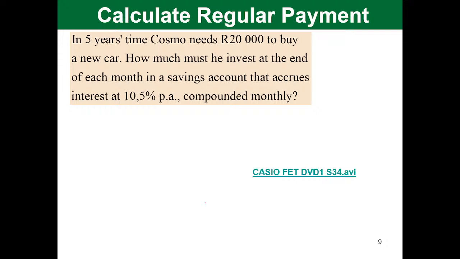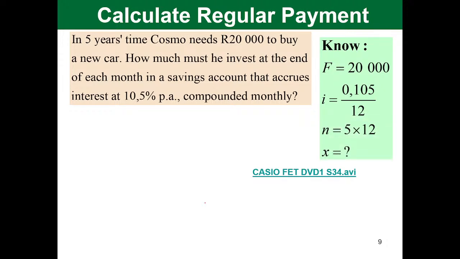In 5 years' time, Cosmo needs 20,000 rand to buy a new car. How much must he invest at the end of each month in a savings account that accrues interest at 10.5% compounded monthly? Now they are looking for X. Look at my data collection on the side. They are looking for X. How much money must be deposited on the regular basis? F being the future amount, it's already there. There's no need for us to look for it.